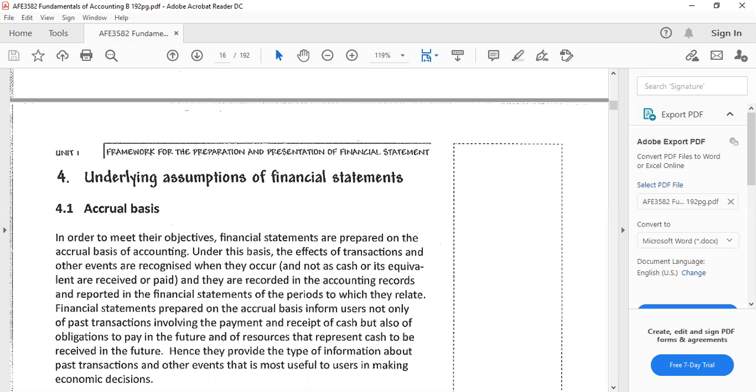Accrual basis means a transaction or event is recognized when it occurs and not when money is received. What does this mean? This simply means that if, let me say, you sell cakes, ne? You sell cakes and I come to you and buy on credit. So I bought, meaning an event took place, but then I did not give you money at that specific time.